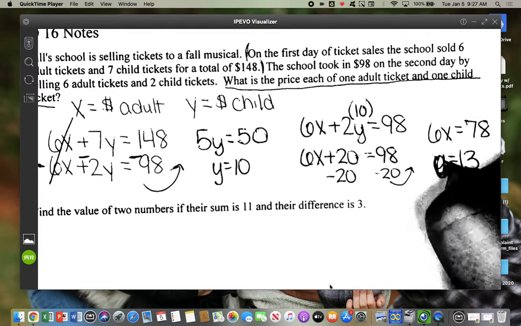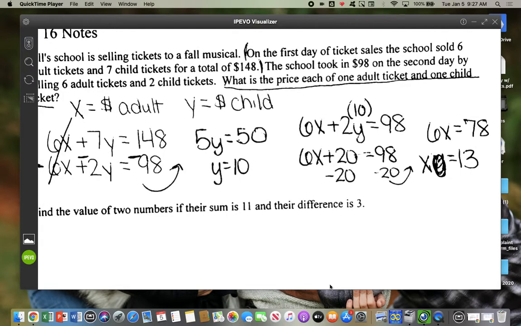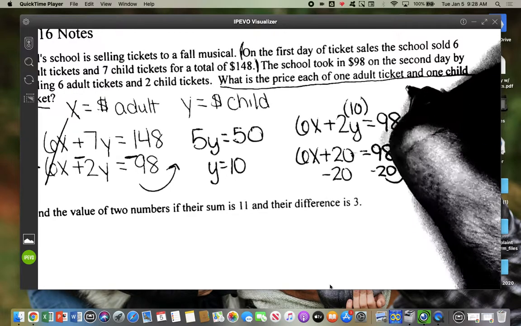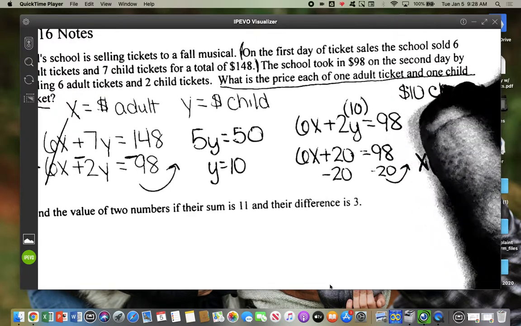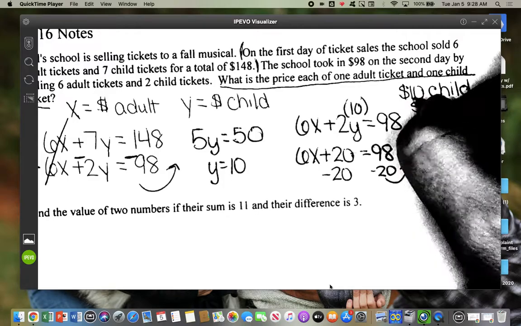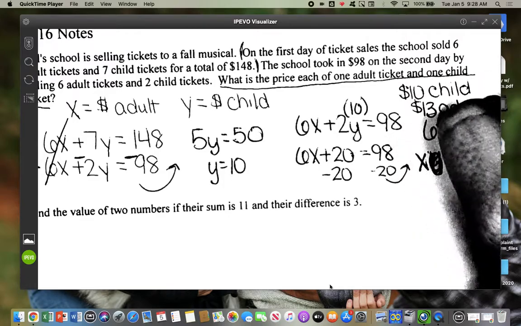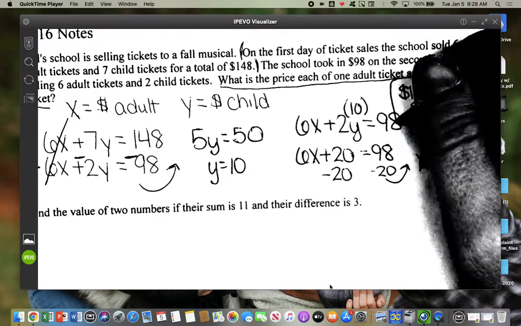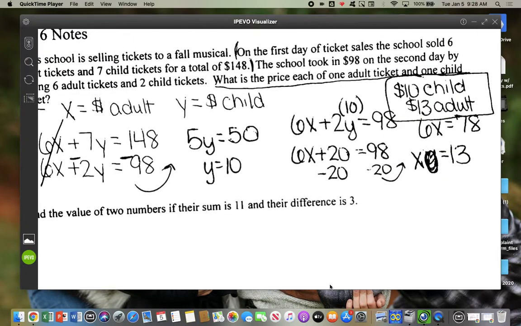Oh, look at me. I got my variable mixed up. All right, so we have x is 13. So you guys thought the adult ticket would cost more. I definitely agree with that. And so then just make sure at the very end to label your solution. So we can simply just say $10 for a child and $13 for an adult. And we are done.